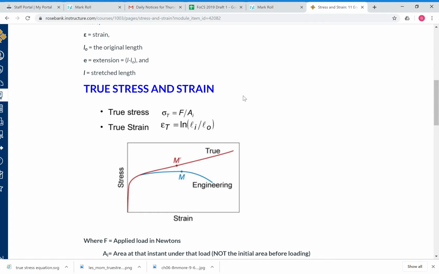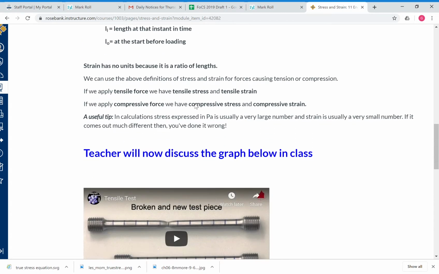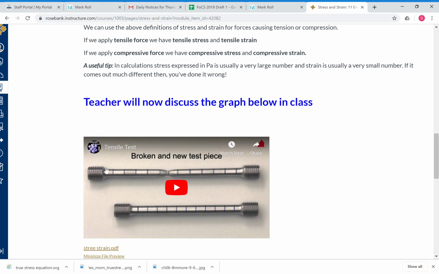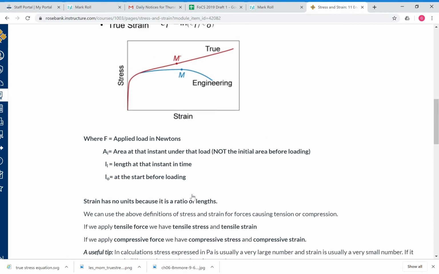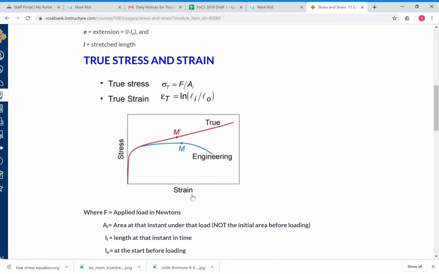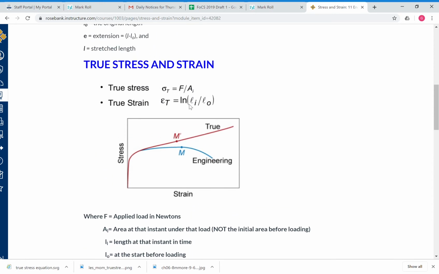Instead of putting the change in length over the original length, what you do is you put the longer length over the original length. So you're not dealing with a change in length, you're dealing with the longer length. So the longer length would be, in this instance here, this length from here to here, over the shorter length, the original length, and you take the natural logarithm, okay, of that value, ln, not log on your calculator, ln on your calculator. And that's how you calculate those values.